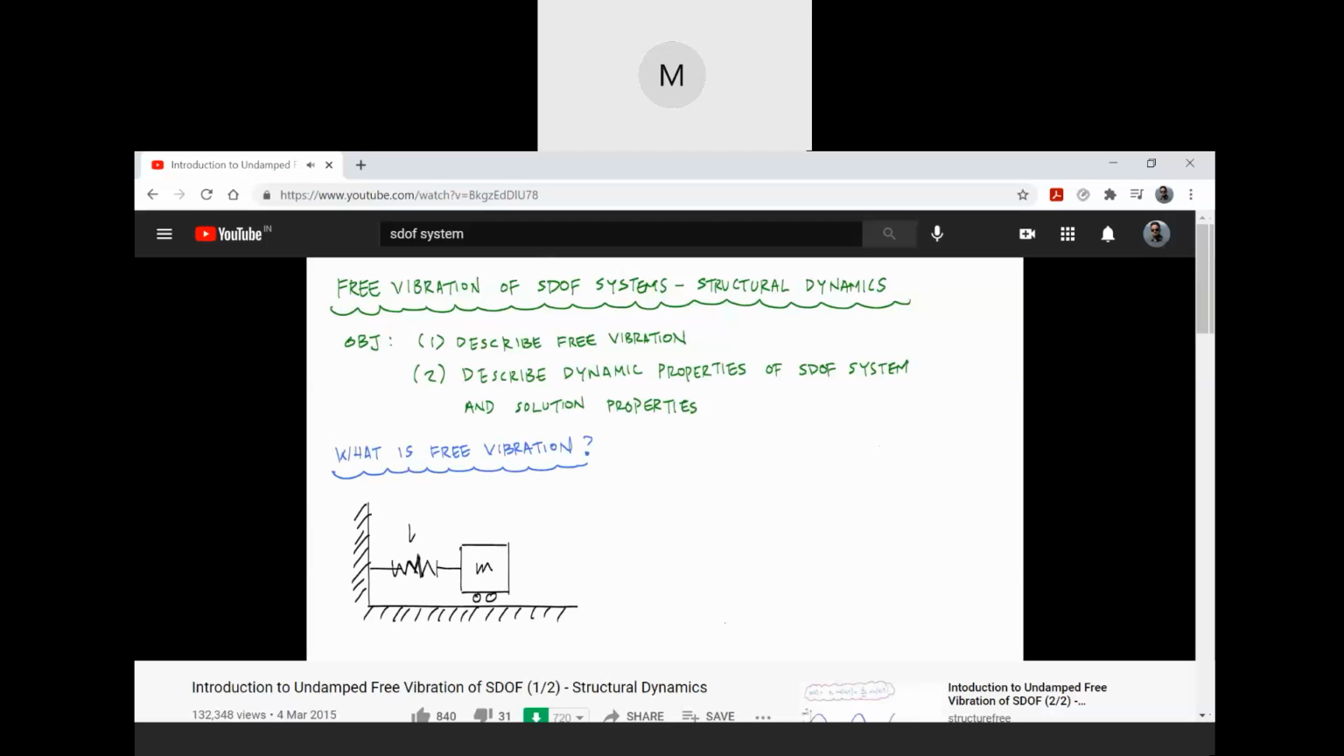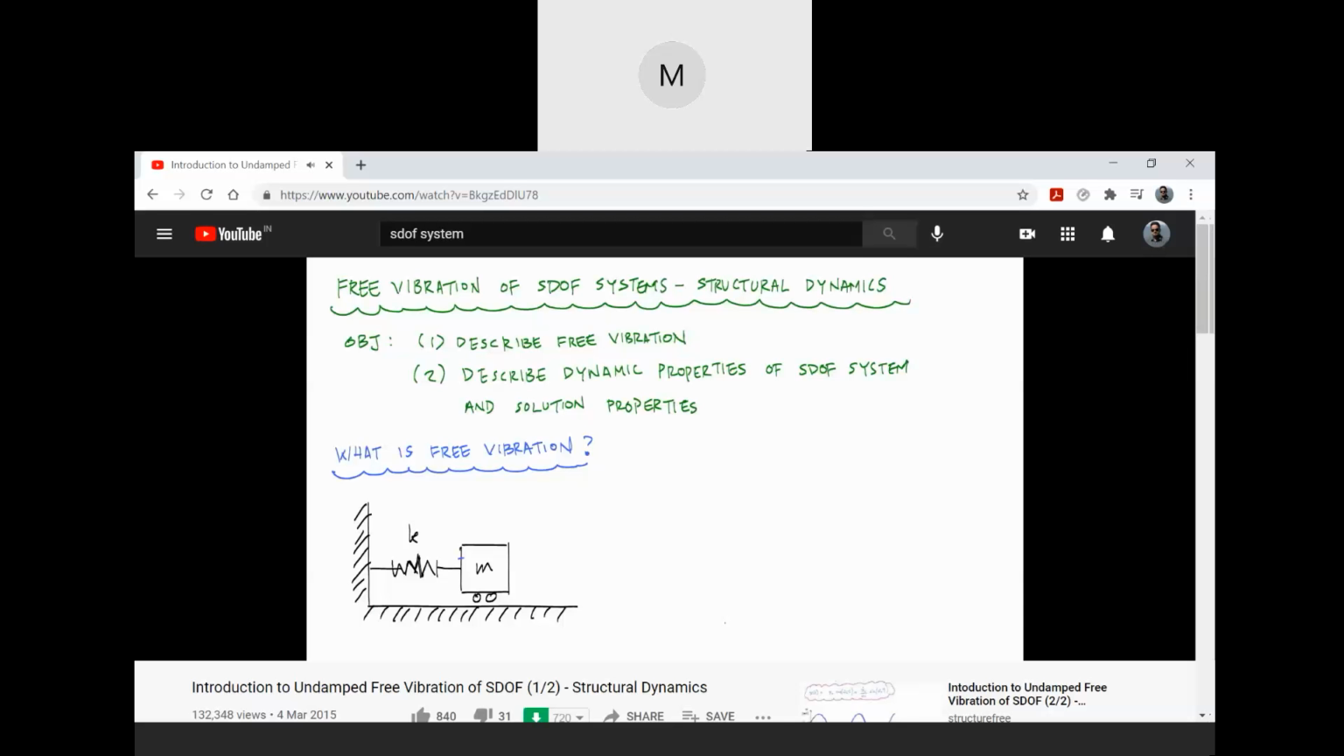I'll call this with some stiffness K. And I won't include anything that looks like damping in it yet. So here's a typical single degree of freedom system. And free vibration would be if I were to pull on this mass, so I extend it a little bit, I move it from here to over here, I give it some initial displacement, call this U sub 0, why not, right?